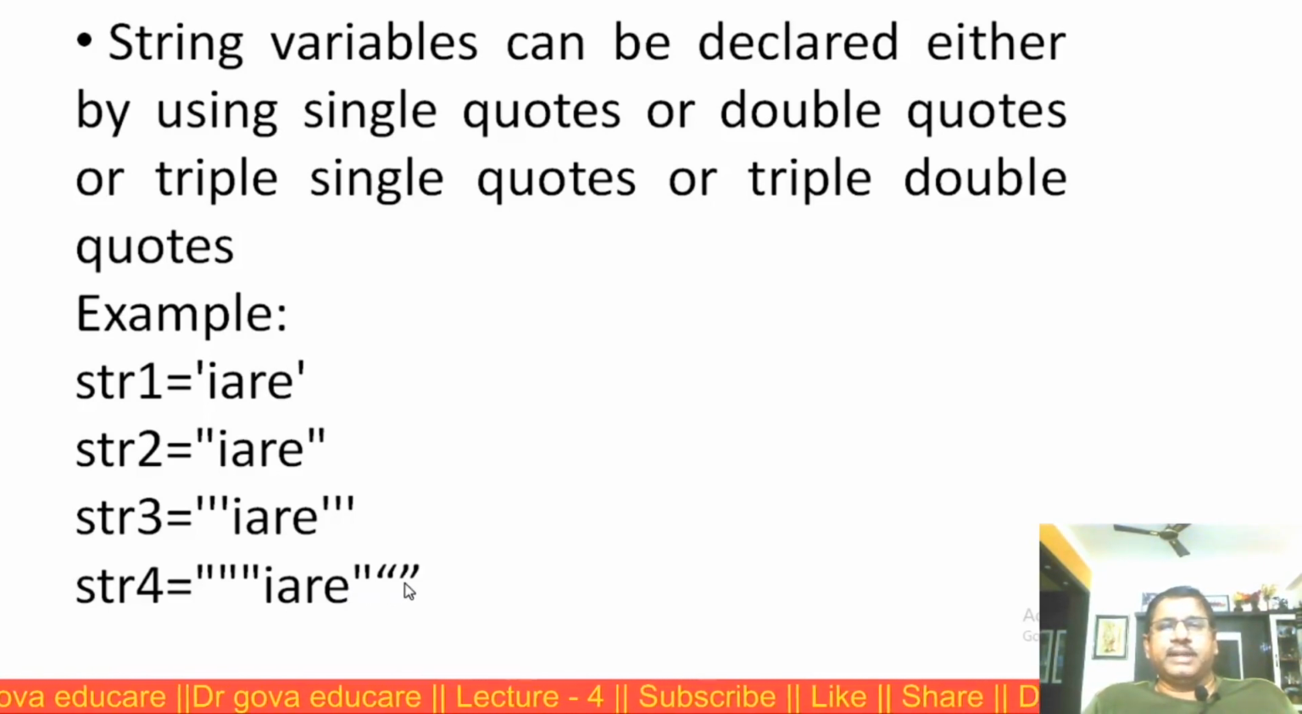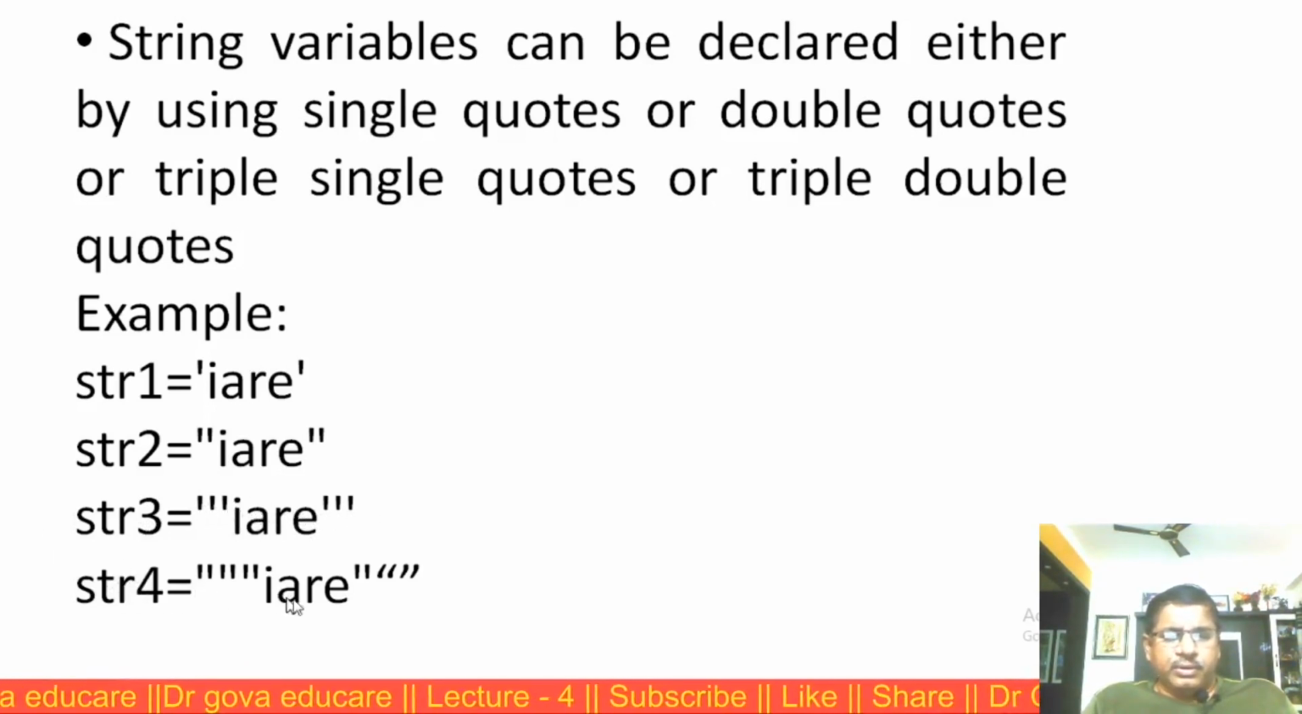String variables can be declared either by using single quotes, double quotes, triple single quotes or triple double quotes. Now this is the example: str1 = 'IARE' within single quotes is valid. str2 = "IARE" within double quotes is also valid. str3 = '''IARE''' within triple single quotes is valid.